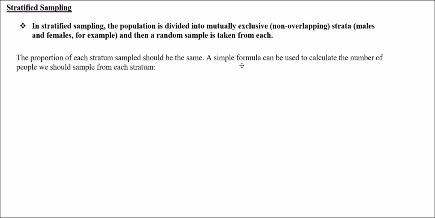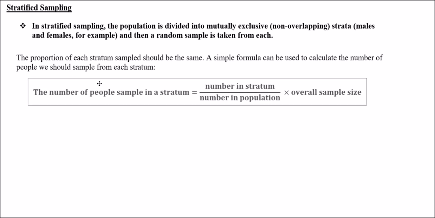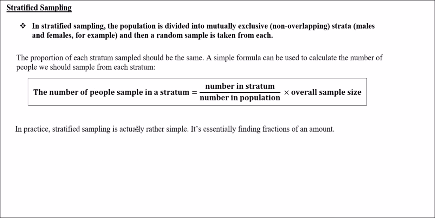A simple formula can be used to calculate the number of people or things we should sample from each stratum, each layer. So the number sampled in a stratum is the number in that stratum divided by the number in the entire population, multiplied by the overall sample size. What this means is it's basically finding a fraction of an amount. It's easier by doing a worked example, like I've said.